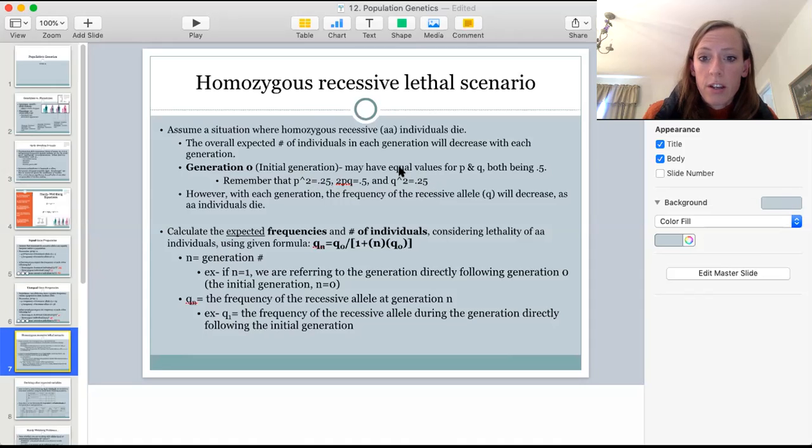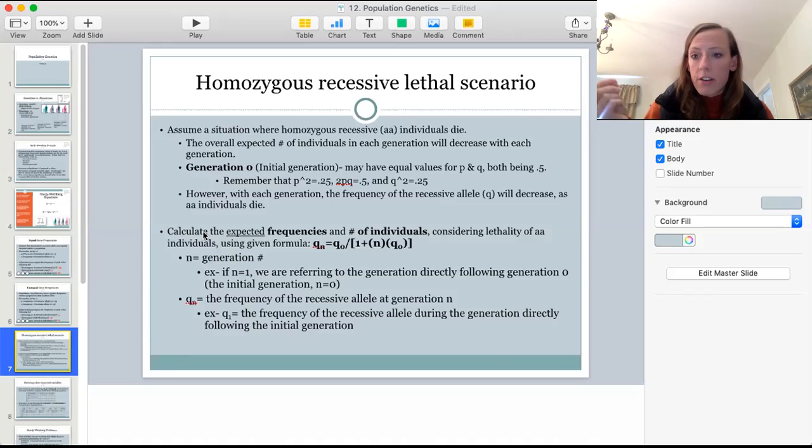Now, these poor fellows here, all these Q squared people, they're going to die. So they're not going to pass on that proportion of the alleles to the next generation, okay? So Q, the recessive allele, the frequency of that is going to decrease with every generation as those individuals die, okay?